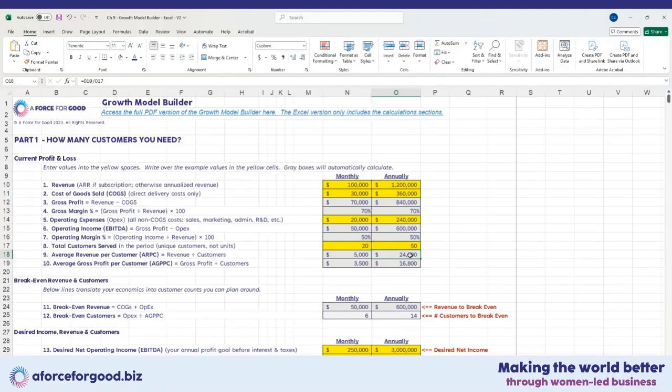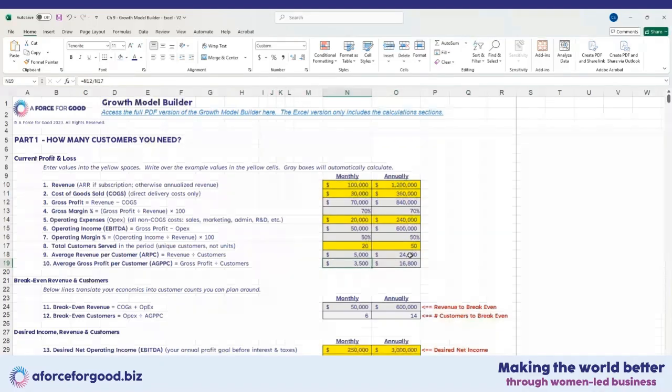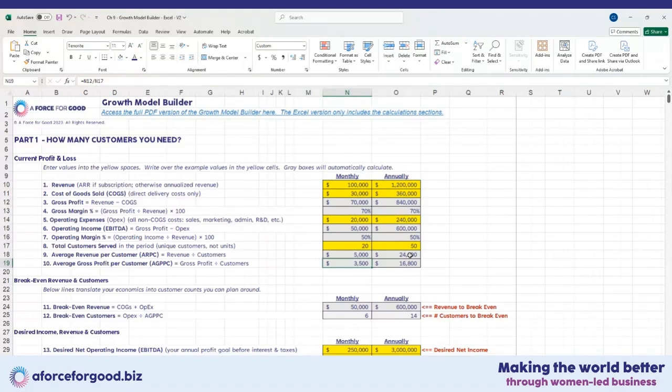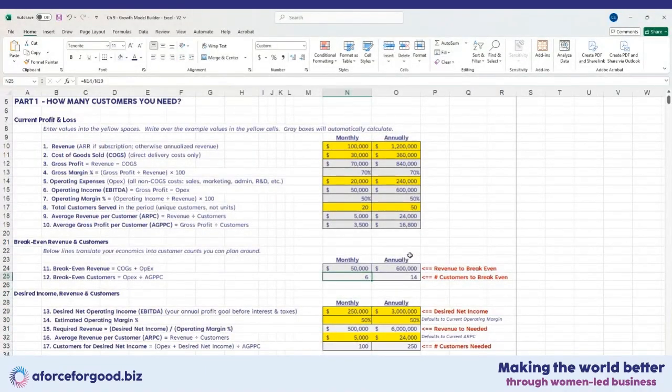Go ahead and identify for yourself roughly what your average revenue per customer is. You're also going to discover your average gross profit per customer. So how much is going to be used towards your operating expense, and then every customer beyond that will turn into net income. So we roll down here, and it automatically tells you your break-even revenue. How about that? The number of customers is 6. Every month, you start with 6. If you've already got 10, then you've already hit break-even. Annually, how many do you need to hit $600,000? We need 14 customers for the year.